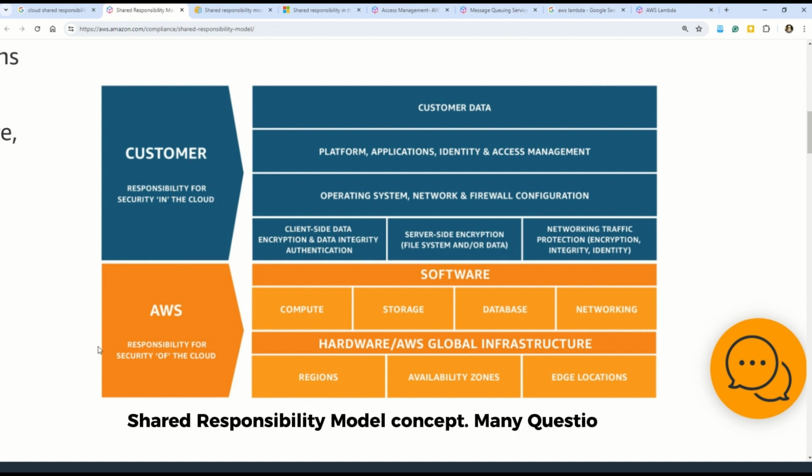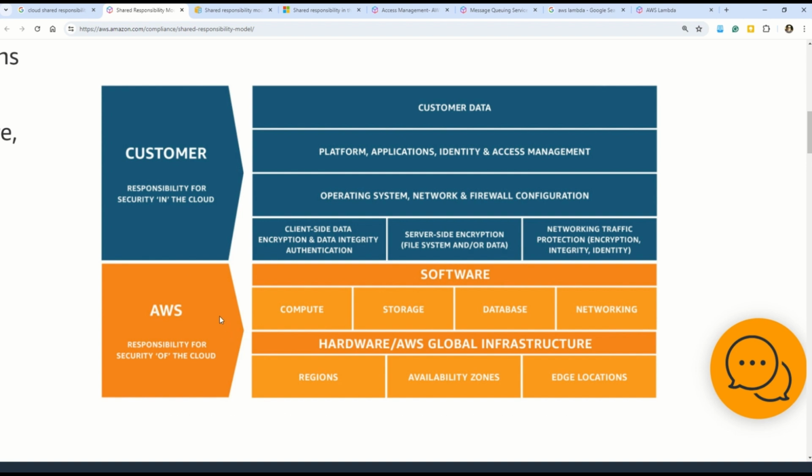The first one is shouldered by AWS or the cloud provider. And the second one here on the top, which is colored in blue, is shouldered by the customers, for example, you and me or the companies. So here you can see, to start with, I'm starting from the bottom. You can see that AWS is responsible for regions, availability zones, edge locations, hardware, particularly hardware, and also the global infrastructure. And not just that, AWS is also responsible for the compute, storage, databases, networking, and software.